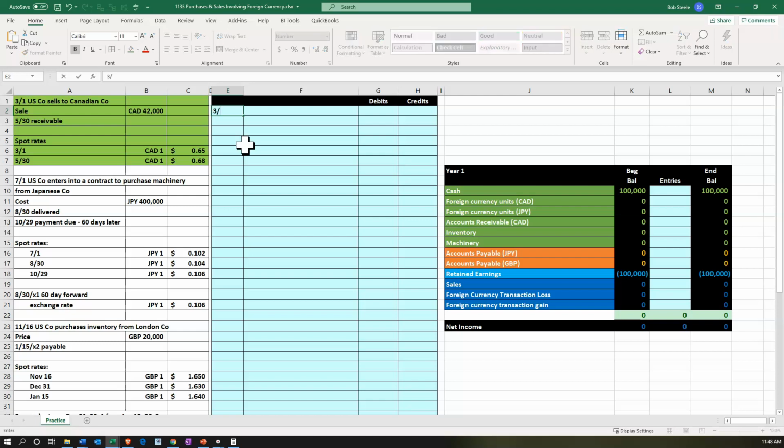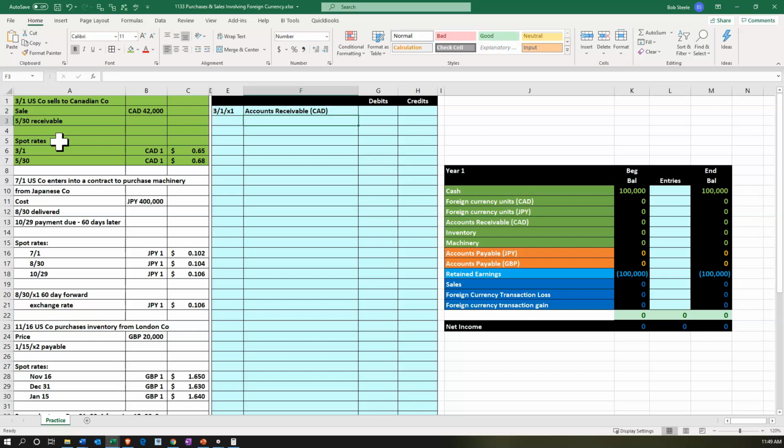So this happened on 3-1, I'm going to say X1. And then it's going to be receivable on 5/30. The spot rates are going to be down below. Those are going to be our rates we'll use in order to calculate the difference in currencies. So we're first going to say that we have a receivable. We have a sale taking place. We're going to get paid later. It's going to be in Canadian currency.